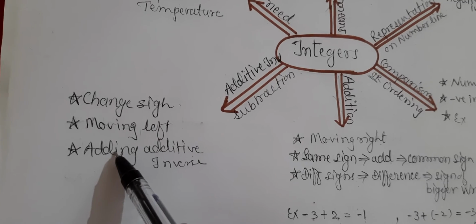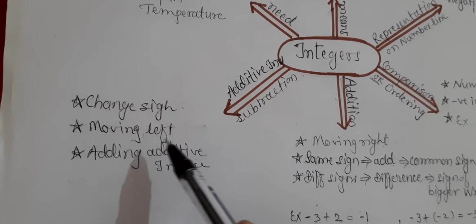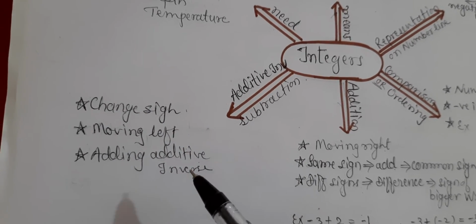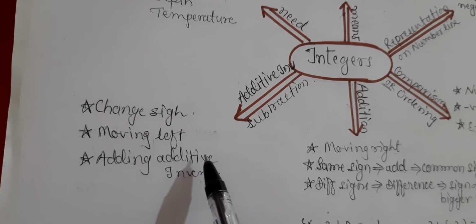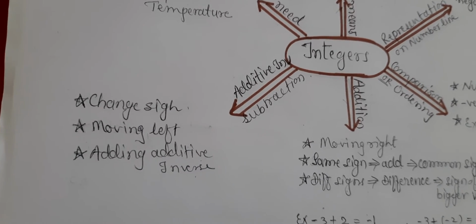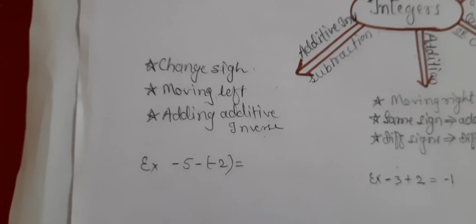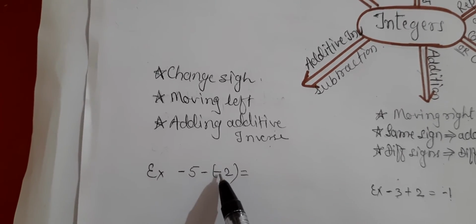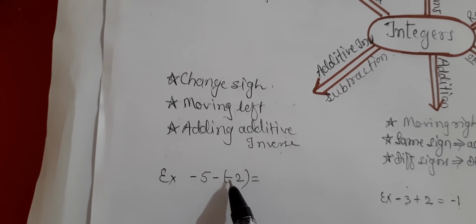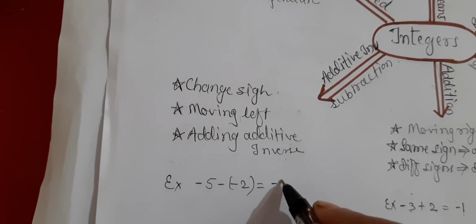Now, what is subtraction? Subtraction means adding the additive inverse. If we add the additive inverse, then we are doing a subtraction. For example, minus 5 minus of minus 2. Now 2 minus signs are there. We know that it will become plus.